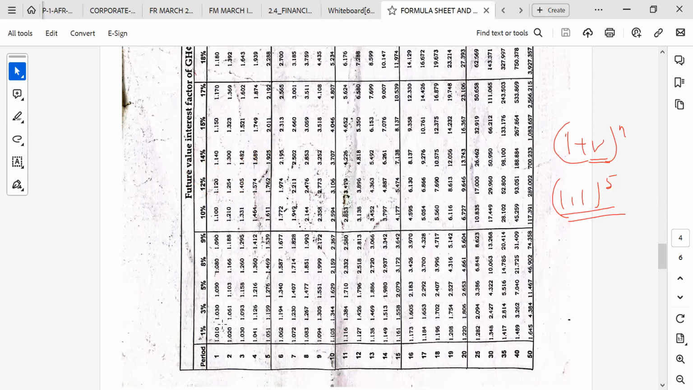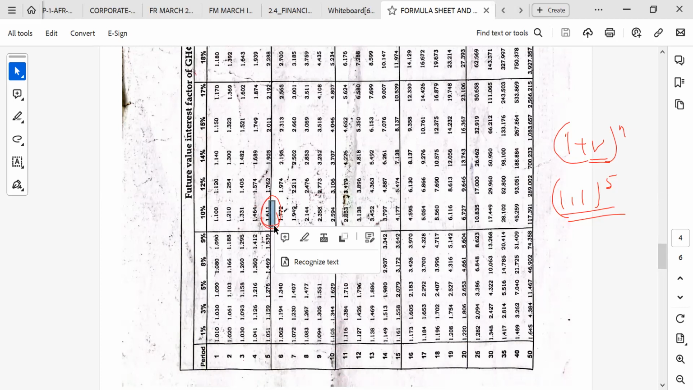So 1.1 exponent 5, what are you getting? I'm getting 1.61051, which is the same as 1.611. Yes. Okay, so what you do is you just come here. This has already been done. So you just come to year 5 under 10%, and this is the figure here, 1.611.